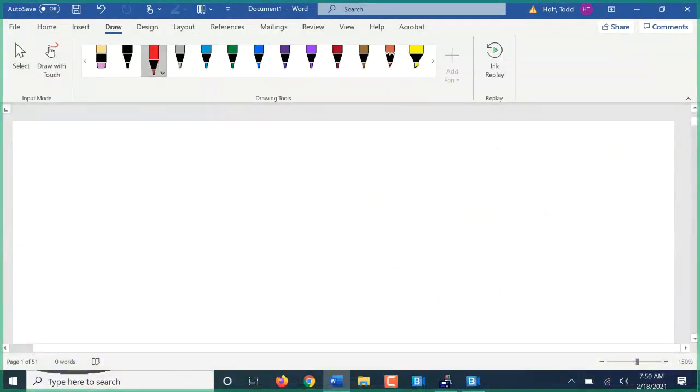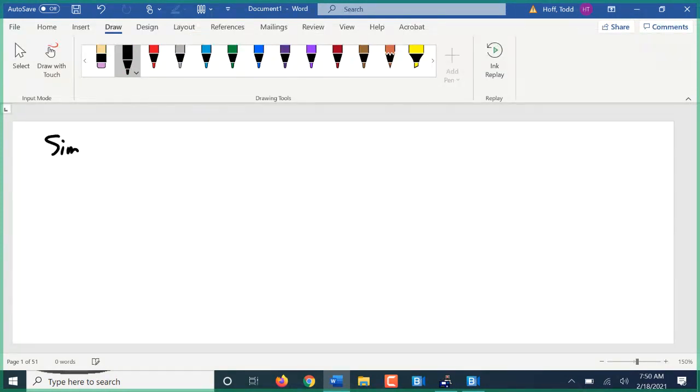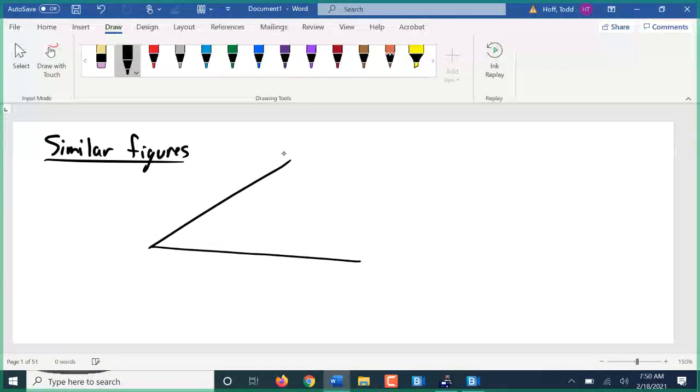Those angle relationships are extremely powerful as we go through everything we do. We've talked previously this semester about similar figures and similar triangles. We had triangles like this, and another triangle that might be a reduction or enlargement of that.